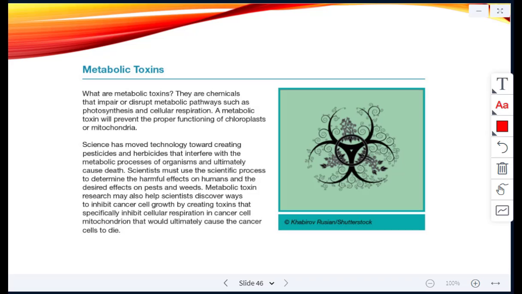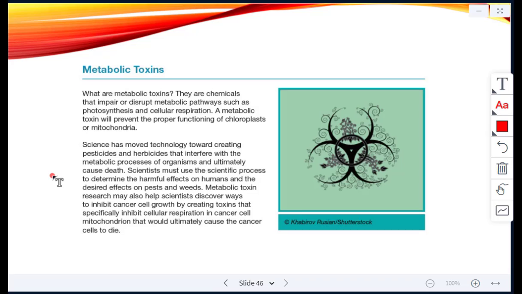And then lastly are metabolic toxins. These are chemicals that can impair or disrupt metabolic pathways, such as photosynthesis and cellular respiration. For example, a metabolic toxin can prevent the proper functioning of chloroplasts or mitochondria. Recall that chloroplasts are where photosynthesis is taking place, and in the mitochondria, that's where the cellular respiration is taking place. Pesticides and herbicides can interfere with the metabolic processes of organisms and then ultimately cause their death.